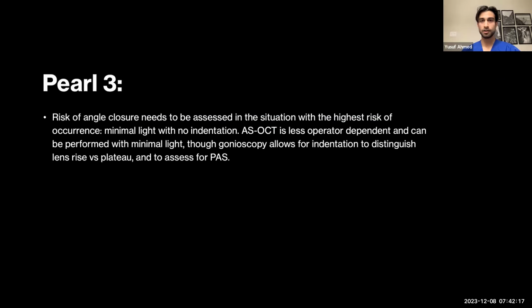As far as my final pearl, which comes from Dr. Varma's talk, the risk of angle closure needs to be assessed in a situation with the highest risk of occurrence, which means minimal light, no indentation. Anterior segment OCT is less operator dependent and can be performed with minimal light. So that's possibly some of the reasons that it allows for earlier angle closure detection. However, gonioscopy should still be performed with indentation to distinguish between lens rise and plateau and to assess for peripheral anterior synechia. So with that, I'll be passing it along to our next speaker.